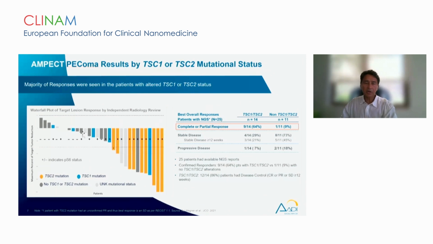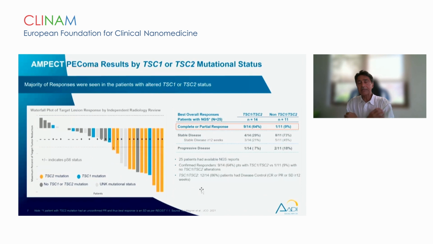And you see that the majority of the responders on the right-hand side of this graph happen to be the ones with either TSC2 mutation or TSC1 mutation. So it's clearly telling you that these mutations are important drivers in this disease of PEComa. And if we look at the response rate for the patients who have NGS information, that response rate is even higher, 64%. So 64% of all patients who had the mutation responded. And if you look at, in particular, the TSC2 mutation, that number is almost 90%. So it's a very impressive response and very good proof that these are important mutational drivers for the disease.